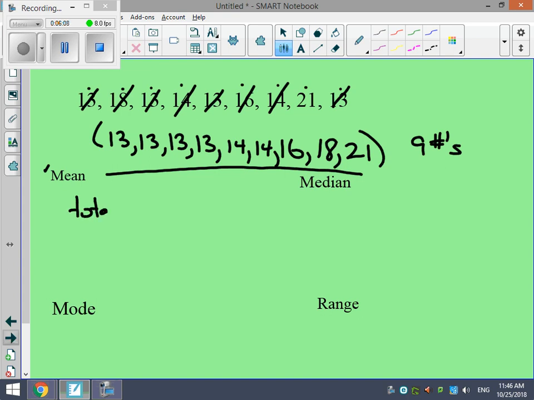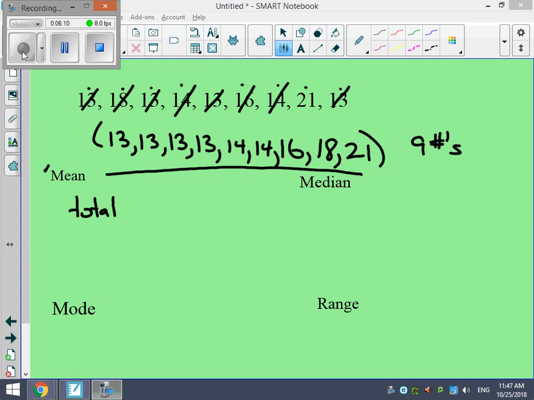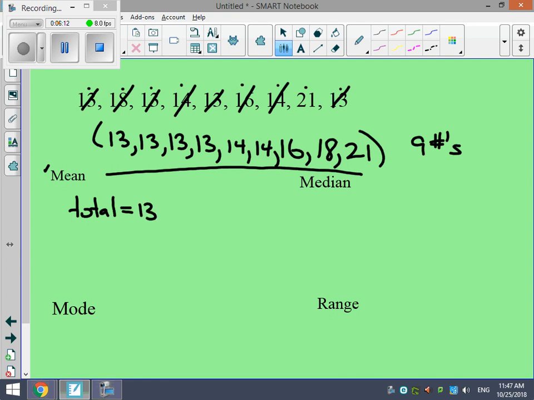I'll put my total right here. That equals 135. And remember, we're going to divide that by the number of numbers in my data set, and that's 9. 135 divided by 9 is 15 dead on, so 15 is our mean.